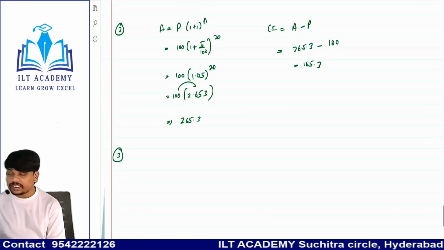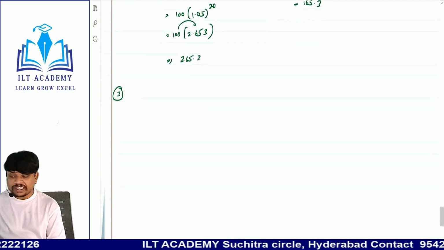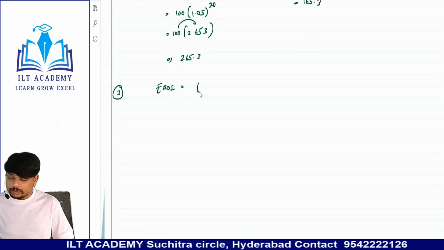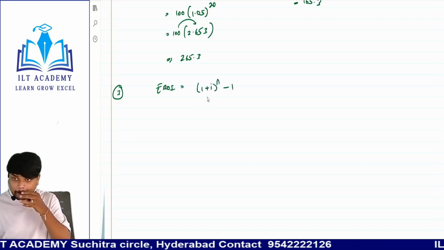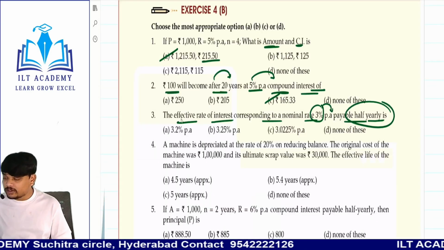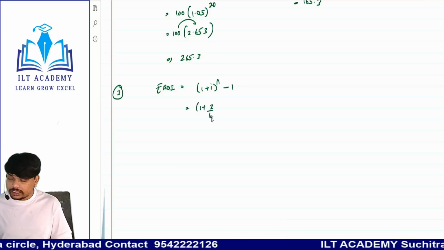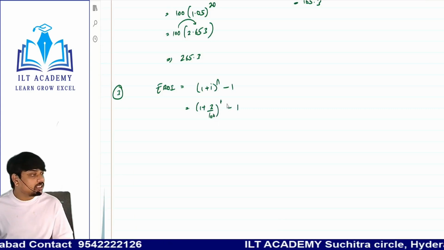Now, what is the effective rate of interest corresponding to a nominal rate of 3% per annum payable half yearly? Now what did I tell you? The effective rate of interest formula is (1 plus I) whole power n minus 1. This is the formula. Now 1 plus 3 by 100 whole power n, where n is always going to be 1 year, minus 1. This is the basic thing.